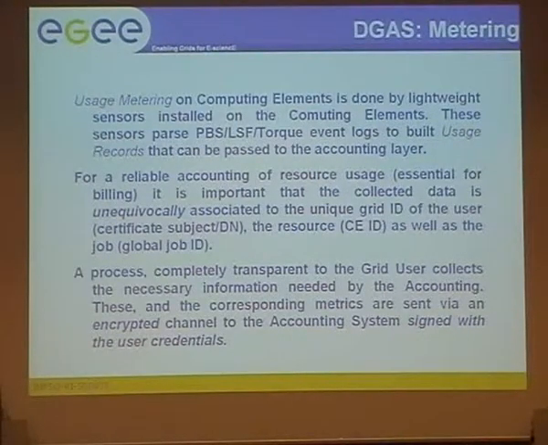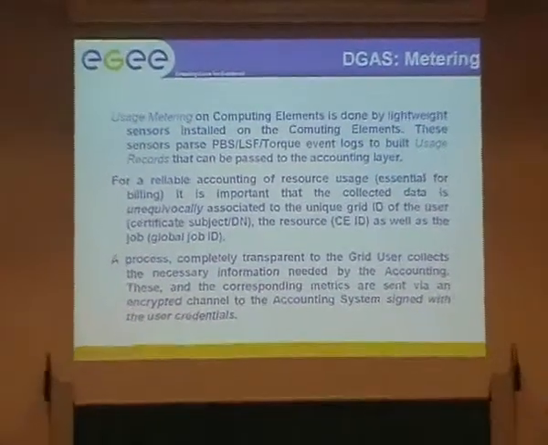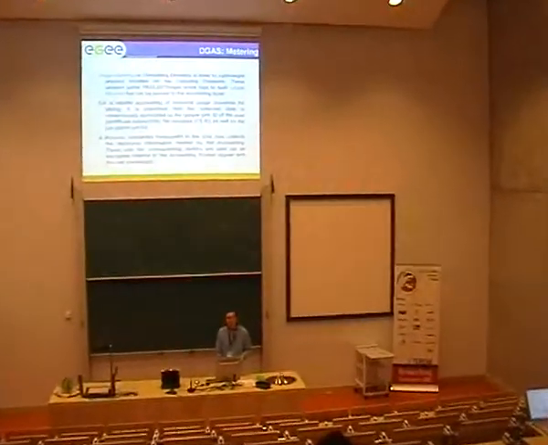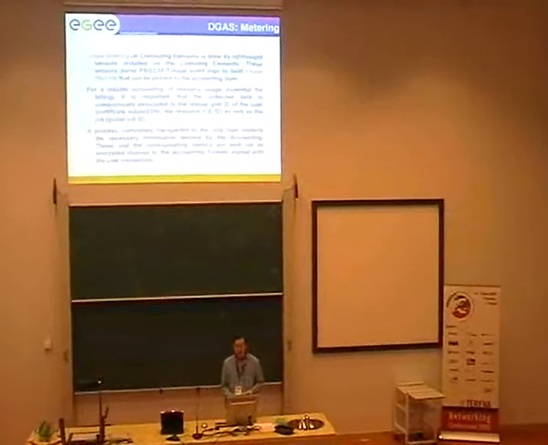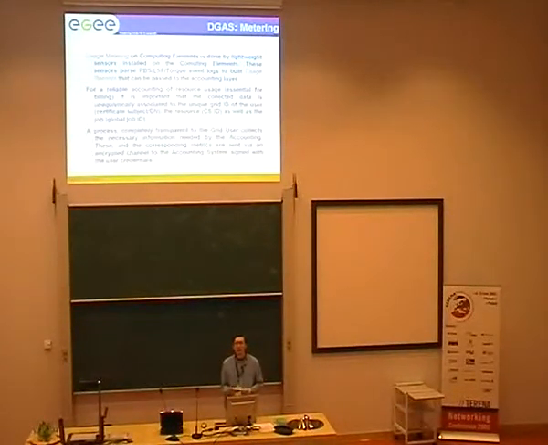The first step is metering. The metering is done by sensors on the computing elements, and they simply aggregate the batch system accounting information with the grid-related information for that job, that are the grid job ID, the computing element grid ID, and the user grid identity, and some other details needed to unambiguously assign a job to a user.